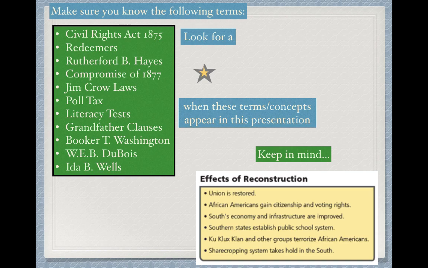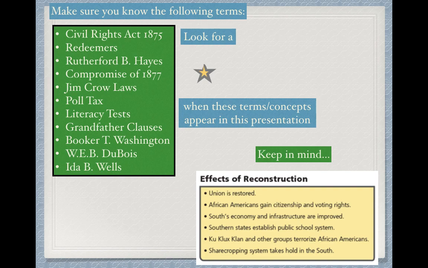Some terms that you need to make sure that you know. First off, the Civil Rights Act of 1875. Then the Redeemers, Rutherford B. Hayes, the Compromise of 1877, Jim Crow laws, poll tax, literacy tests, grandfather clauses, and those three really go together. Booker T. Washington, W.E.B. Du Bois, Ida B. Wells. Make sure you know those terms, those concepts, and those people. And when you see them in the presentation, you're also going to see one of these little wiggly stars to remind you that this is a term or a person or an idea that you need to be familiar with.